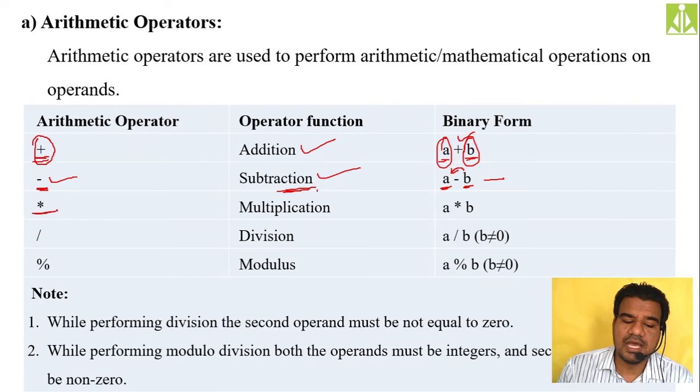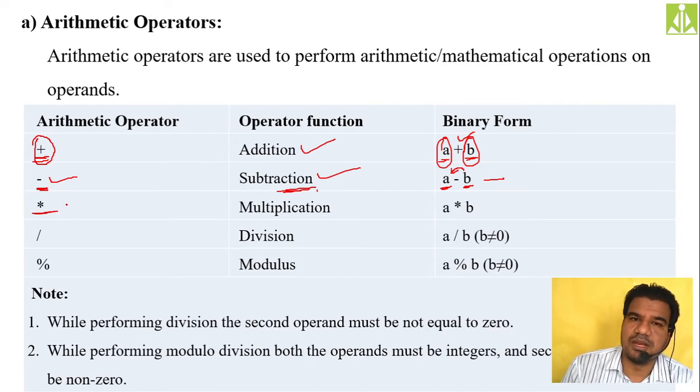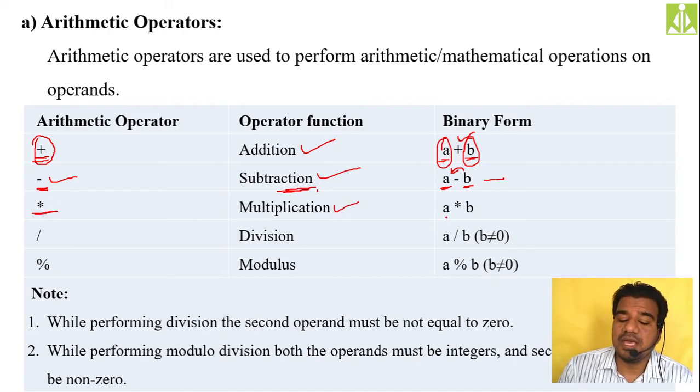Then we have the asterisk symbol, the star symbol. This symbol is used to perform multiplication in our C programming. So a star b is also a binary operator. a and b are operands and star is the operator for multiplication. So it will multiply a's content with b's content. So finally you will get the result.